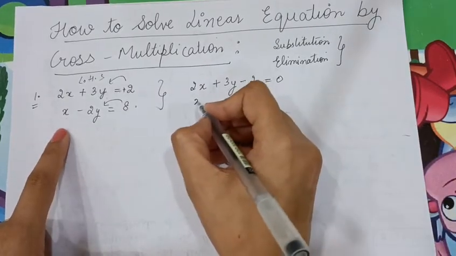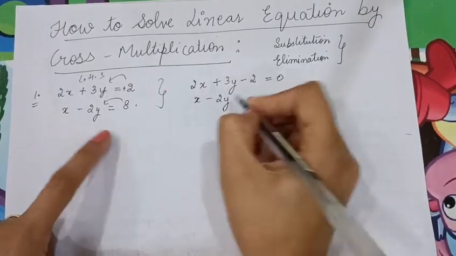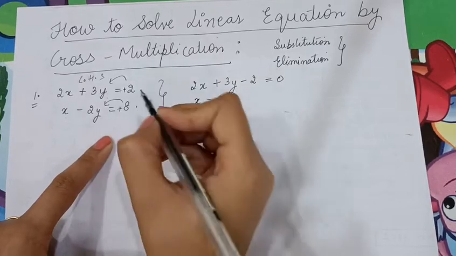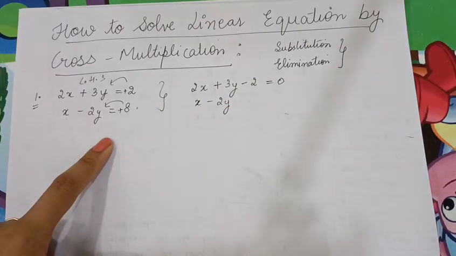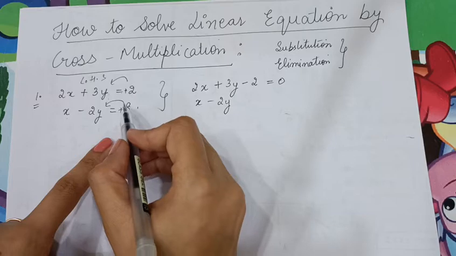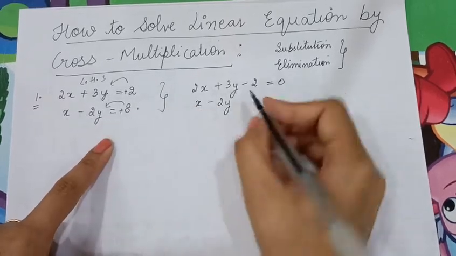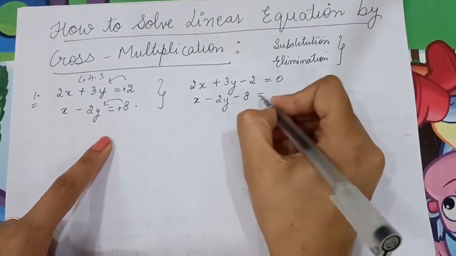So I'll do that: x minus 2y. See, this is positive 8, nothing is there, that means it's a plus sign only. So when you shift the positive 8 to the other side, it will change to minus 8.